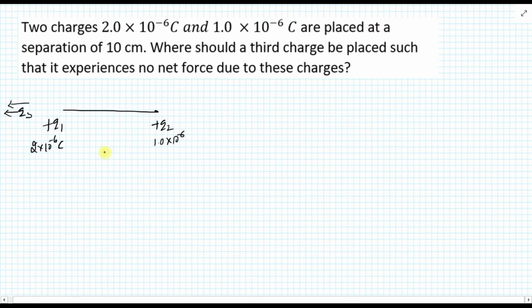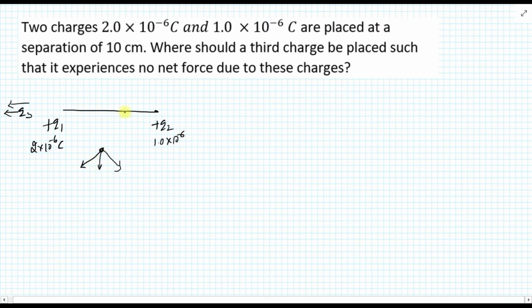Now let's say I am placing a third charge here. So at this position, this q1 charge will repel this q3 charge in this direction, and the q2 charge will repel the q3 charge in this direction, and the resultant force will be in between these two charges somewhere, right? So we can say the net force cannot be 0 in this position as well.